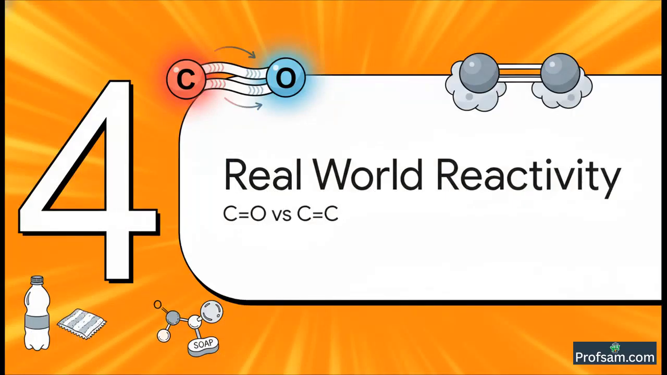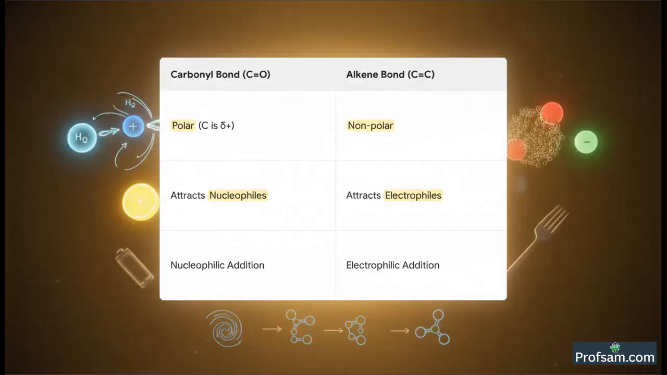Okay, so now let's talk about real-world reactivity. To really understand why this carbonyl structure is so important, let's compare it to another double bond that you are very familiar with, the C=C double bond in alkenes. So you might think, okay, a double bond is a double bond. So maybe a C=O bond reacts just like a C=C bond. But actually, no. Their reactivity is completely opposite. And why is that? It all comes back to polarity.